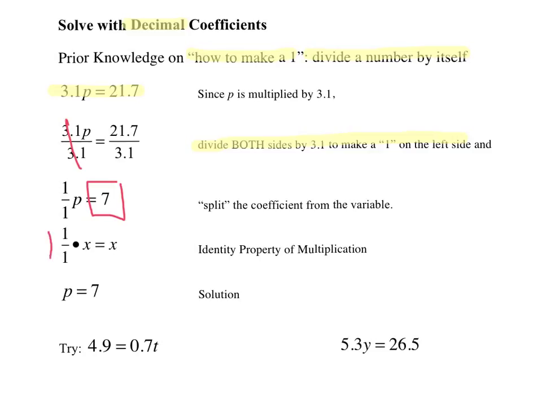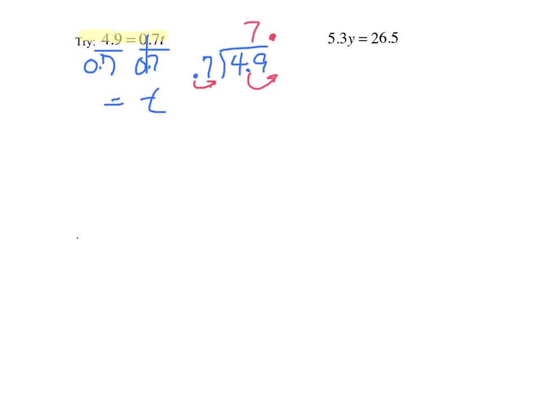Meanwhile, on the left side, we have 1 times p equals p because of the identity property of multiplication. So the answer is p equals 7. Let's try 4.9 equals 0.7t. Our goal is to isolate t by splitting off the 0.7. We do that by dividing by 0.7 on both sides. This will create a 1, and t will equal 7.